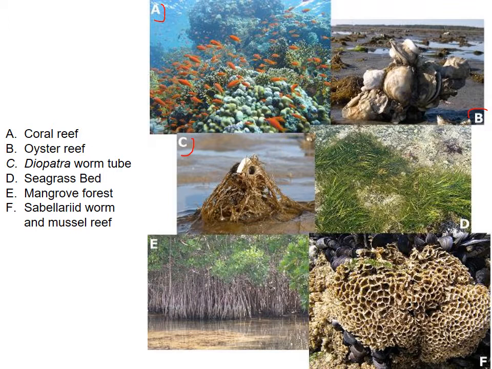In D is a seagrass bed, so you can see these subtidal plants that are forming a meadow underwater. E is a mangrove forest, an intertidal forest that lives in salty waters. And F is a sabellarid worm and mussel reef. So this honeycomb looking material here is a network of worm tubes made of sand and calcium carbonate, and these dark bivalves here are mussels, and together they're sort of making these clumps of biogenic structure that create the reef.